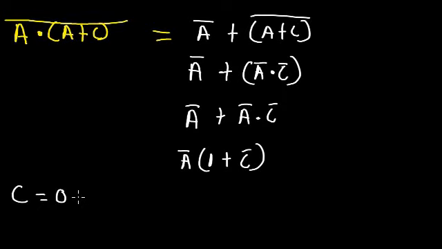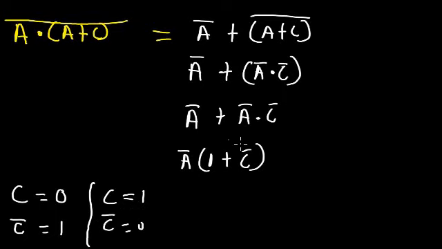Then C bar will be equal to 1. And at the same time, the other way around, if C is equal to 1, then C bar will be equal to 0. So let's substitute the value of C bar in the two cases and see if the result will not be 1. So for the first one, when C bar is 1, we have 1 plus 1, which is indeed equal to 1. Now what if C bar is equal to 0? In this case, it's going to be 1 plus 0, and finally it will still be 1.